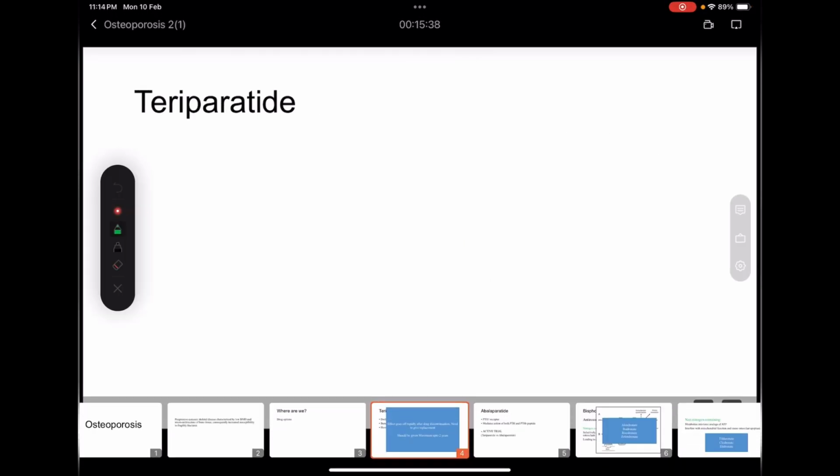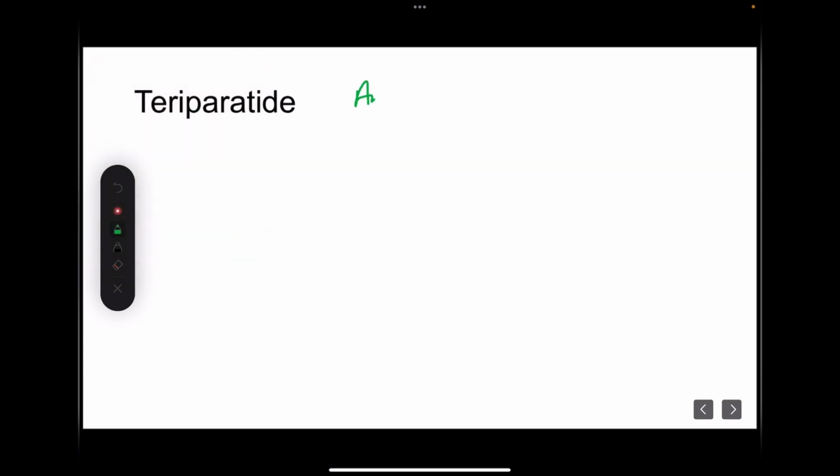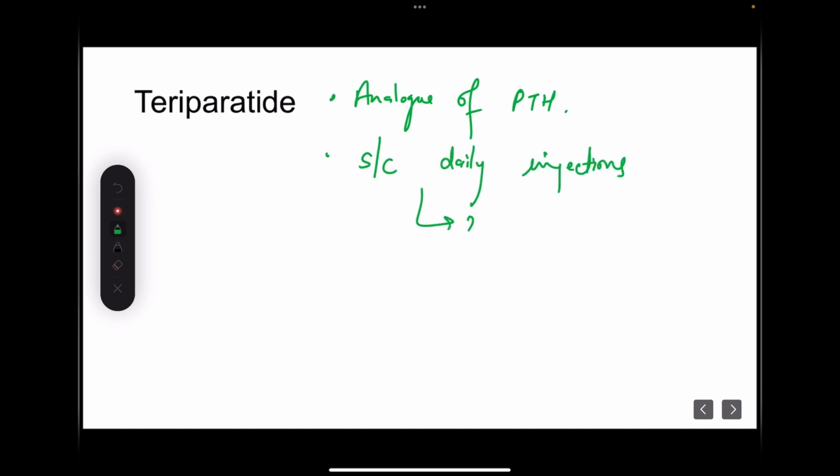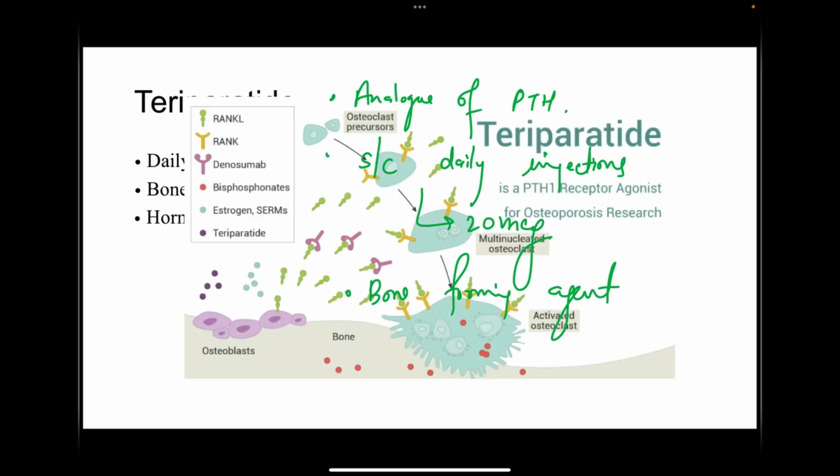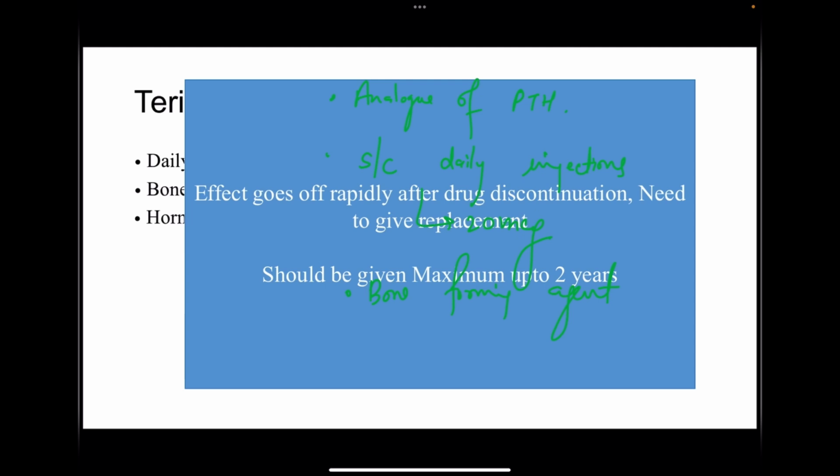So teriparatide is an agent which is an analog of PTH hormone. This is given as daily subcutaneous injections. And what is the dose? 20 mcg subcutaneously. And this is a bone forming agent. The mechanism of action we have already discussed, analog of PTH hormone.